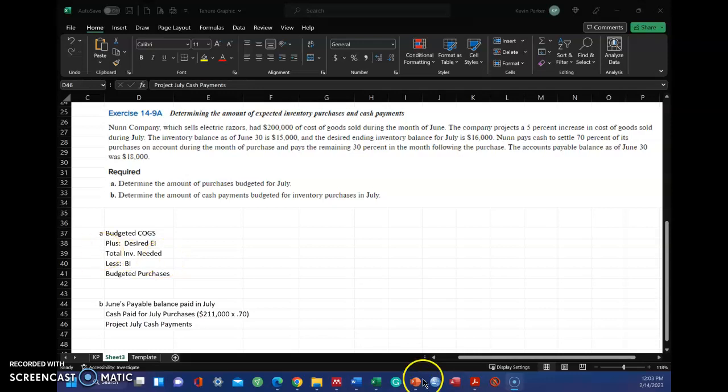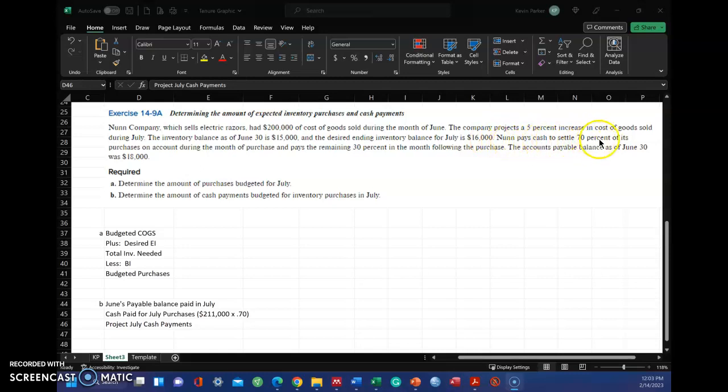Hi, in this video we're going to work exercise 14-9. The company sells electric razors. $200,000 cost of goods sold for the month of June. The company projects a 5% increase during July. The inventory balance as of June 30th is $15,000. Desired ending inventory is $16,000.